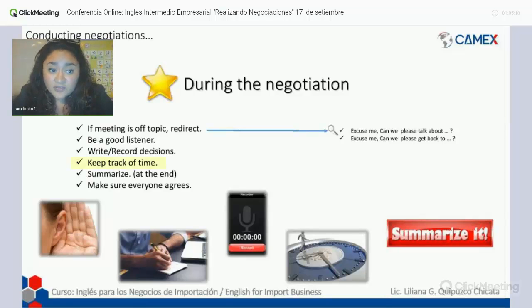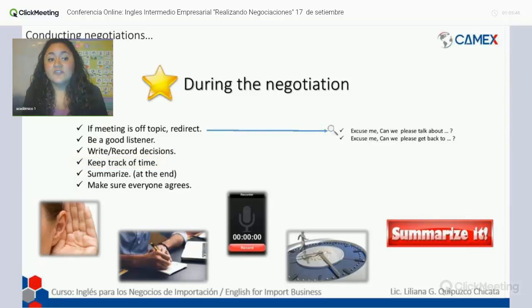Then you have to keep track of time. Why? Because time is money. So if you have 30 minutes for a meeting, you have to keep track of time, because maybe after your 30 minutes, your counterpart has another negotiation. So maybe you didn't keep track of the time, and you are past your 30 minutes, and they are going to tell you, hey, I'm sorry, but I have another meeting, I have to go. And you went there and you had a meeting for nothing, right? So you have to keep track of your time.